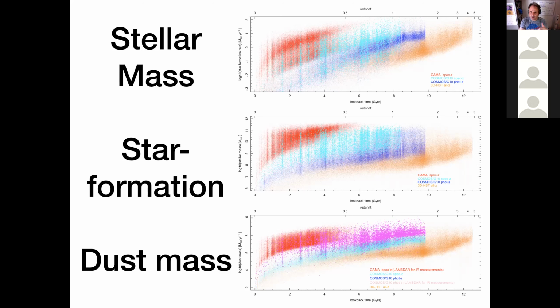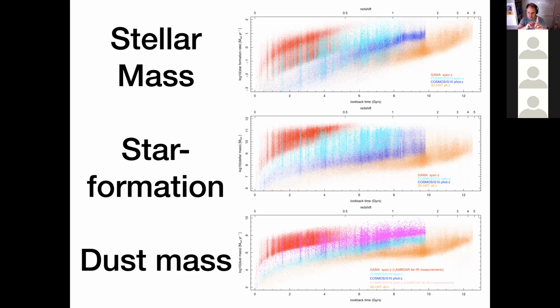And what I want you to notice is that all the different surveys dovetail into each other. So if I'm looking at stellar mass between 10 to the 8 and 10 to the 11 and a half, right? That's where most of the galaxies that I see are.